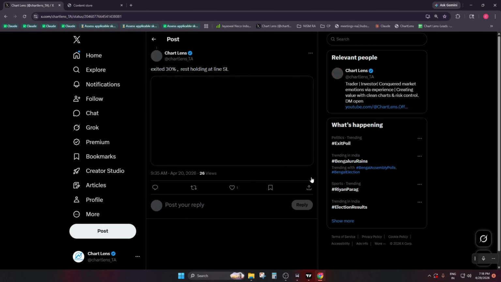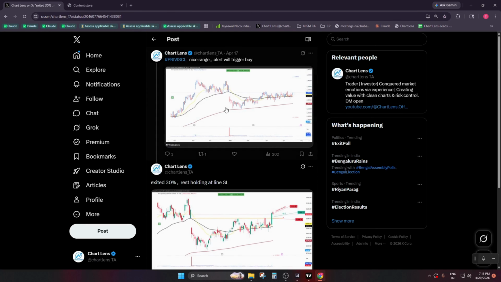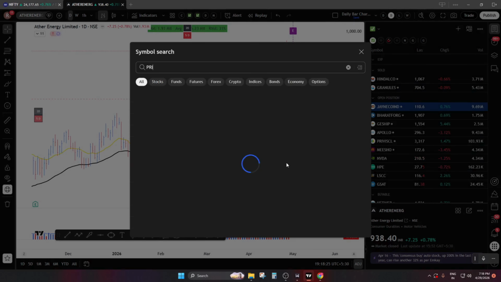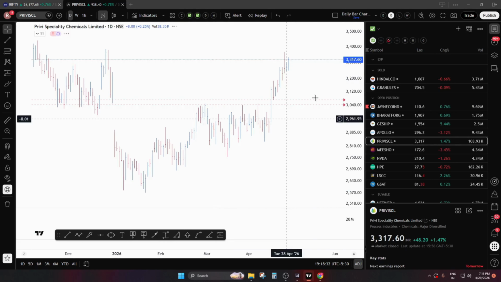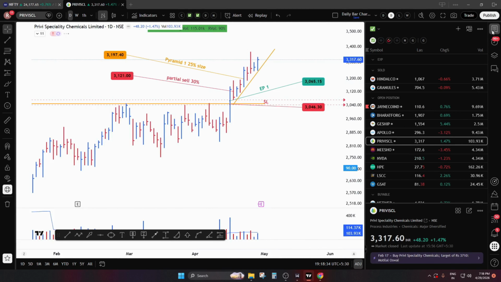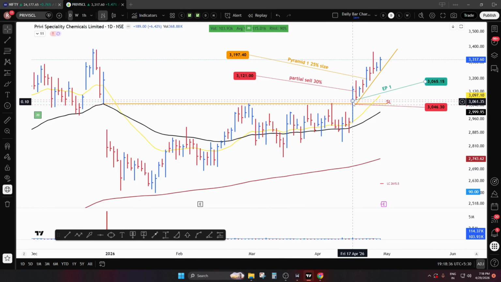Yeah, this one. Look at this, I had Privi Speciality. Let me open that. It doesn't have only the good trades. The positive trades have negative trades also. I'll explain that. Look at this Privi Speciality. I added in the same day. I think this day, April 17th. I got a good follow through because my stock is working.